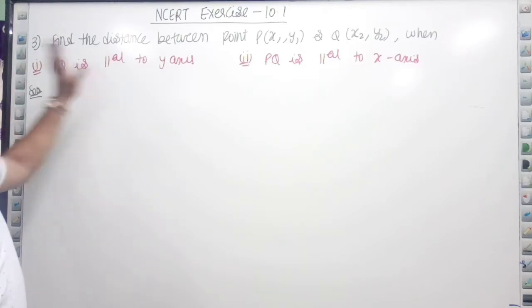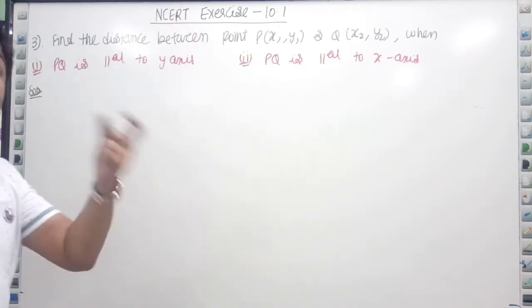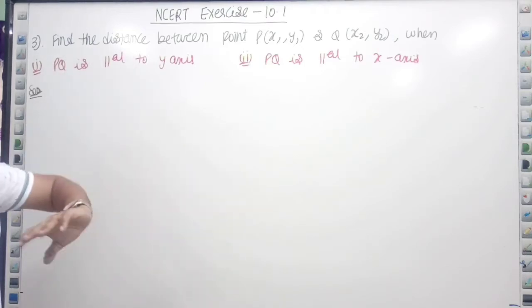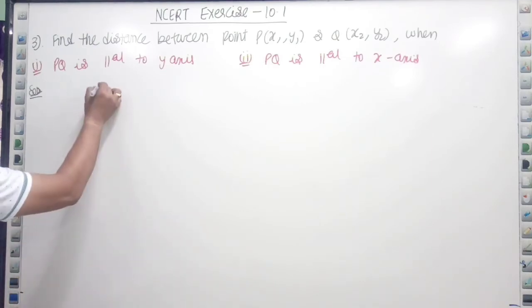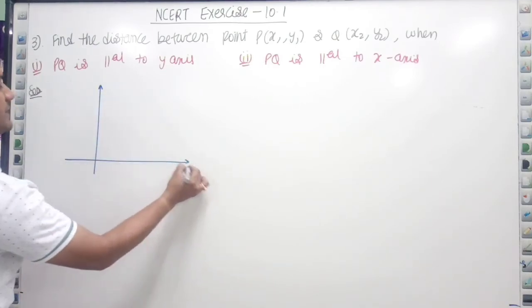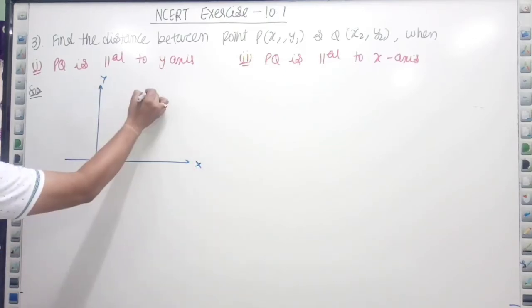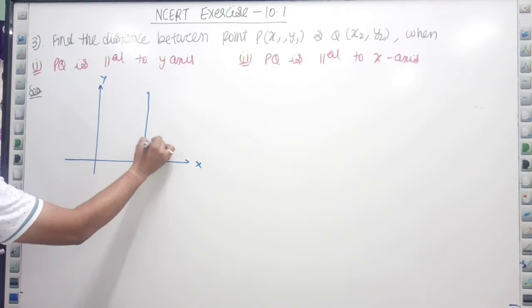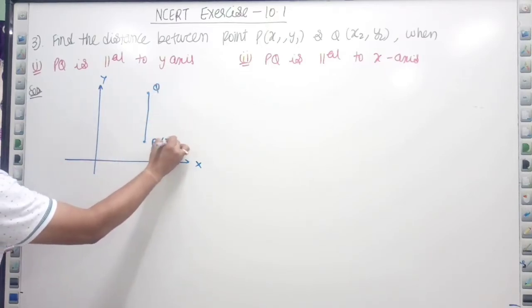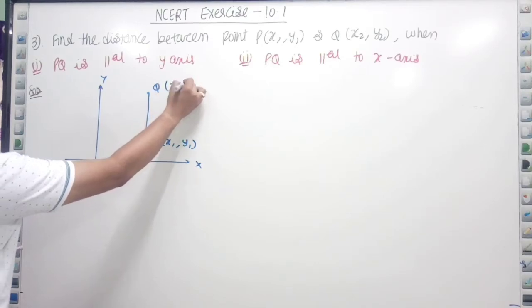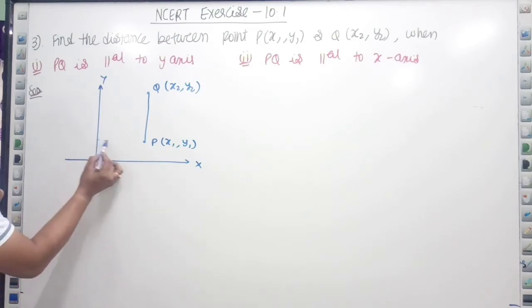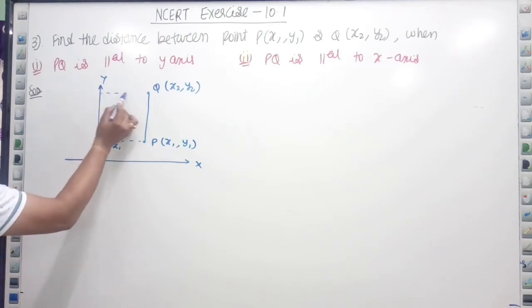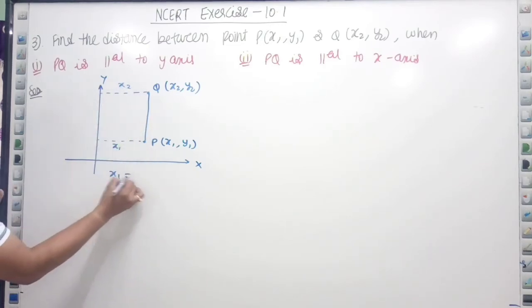Question number third, we have to find the distance between P and Q, with the condition when PQ is parallel to the y-axis, and when PQ is parallel to the x-axis. So let's understand it by drawing a diagram. The first is PQ parallel to the y-axis. This PQ is parallel to the y-axis, so I take this as point P, this as point Q. This is x1, y1, this is x2, y2. Now you tell me, what is the perpendicular distance from the y-axis? Means this particular length is x1 and this is x2. Can I say x1 equal to x2?